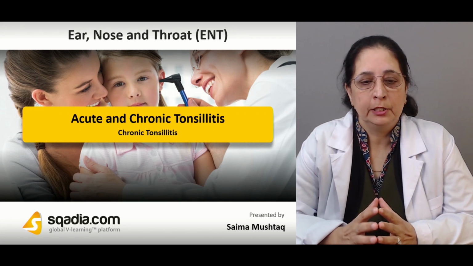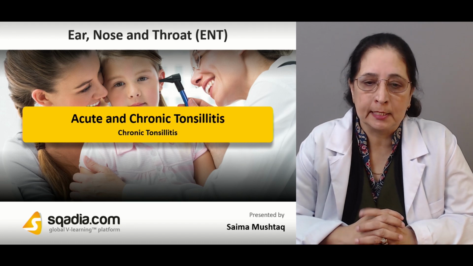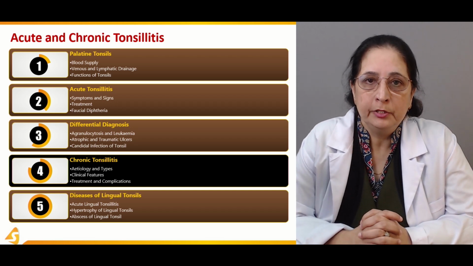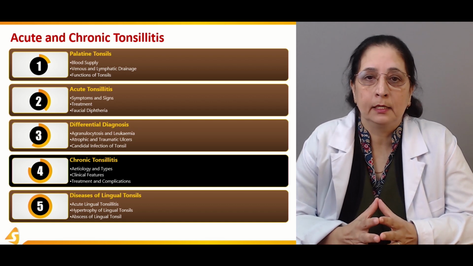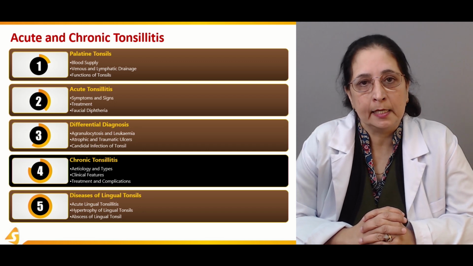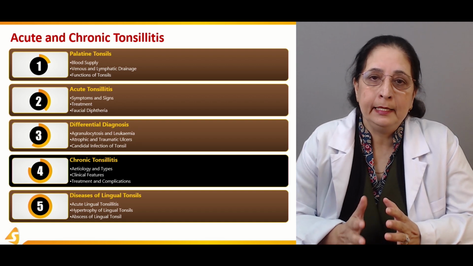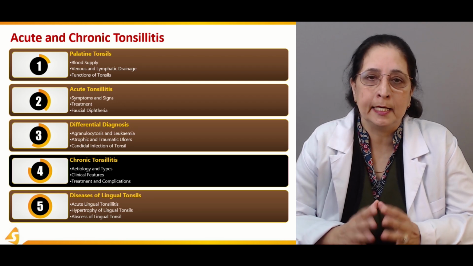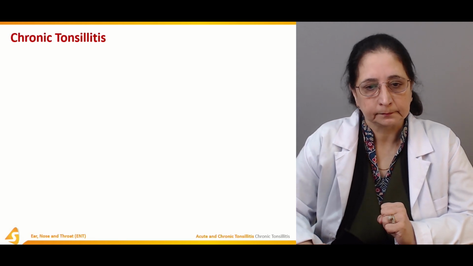In this section, which is the fourth section of our lecture, now we will discuss chronic tonsillitis. What's the etiology of chronic tonsillitis? What are the different types of chronic tonsillitis? How will the patient with chronic tonsillitis present, how do we treat this condition, and also, like acute tonsillitis, there are complications of chronic tonsillitis. So we will discuss those complications also in this section.